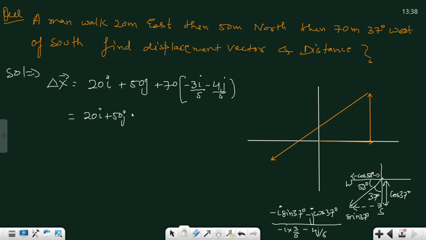and this one will be 70 times that. कितना आ रहा है? So you'll get 14 into minus 3i minus 4j.